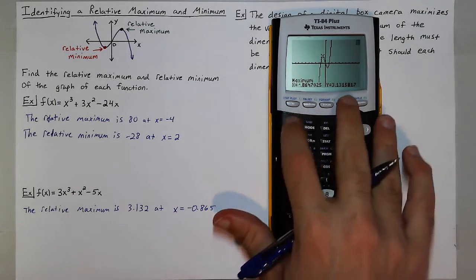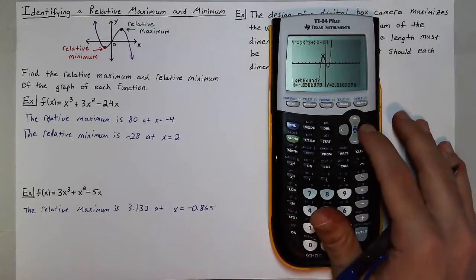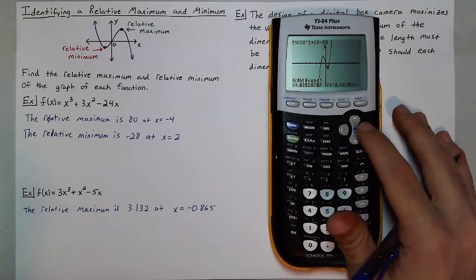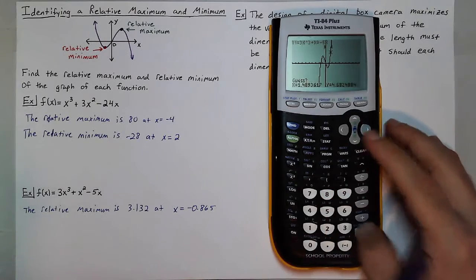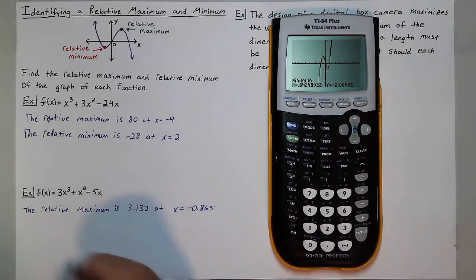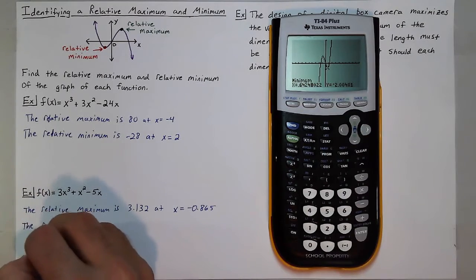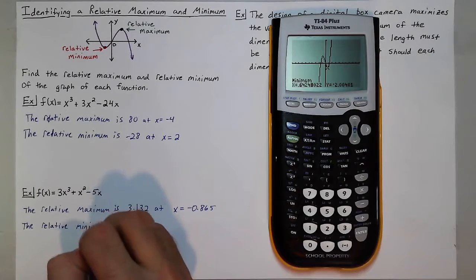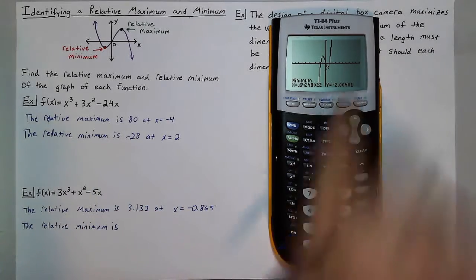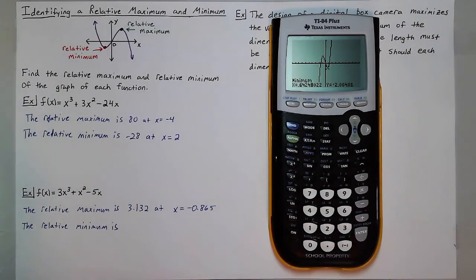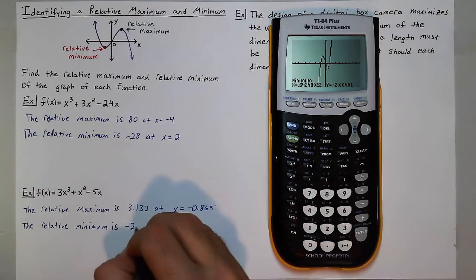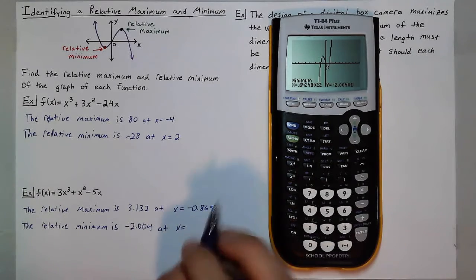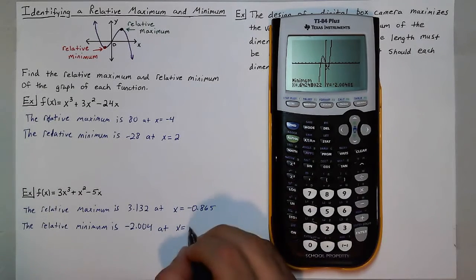Now if I do second trace and do my minimum, again I'll go over to my minimum, I'll go to the left of it first, then I'll go to the right of my minimum, then I'll guess, and it'll say that my relative minimum is negative 2.004 at x equals 0.642.